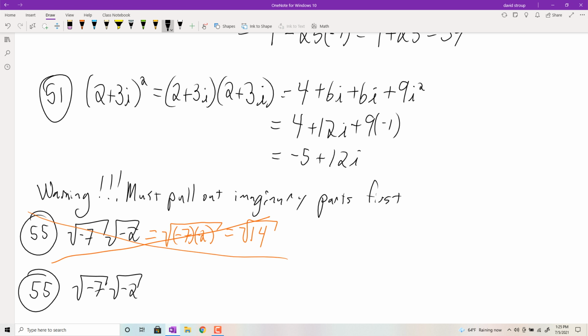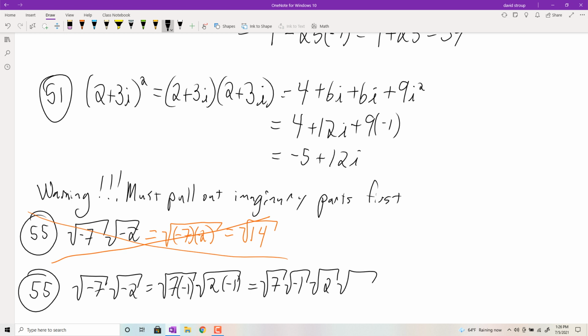So you might want to call it, instead of PEMDAS, PEMDAS with an extra step: simplify the imaginary parts and then go from there. Okay, so I would rewrite this by kind of shoving the imaginary part out the back door if you need to. This is 7 times -1. This is 2 times -1. And then product rule: radical 7 times radical -1 times radical 2 times radical -1.